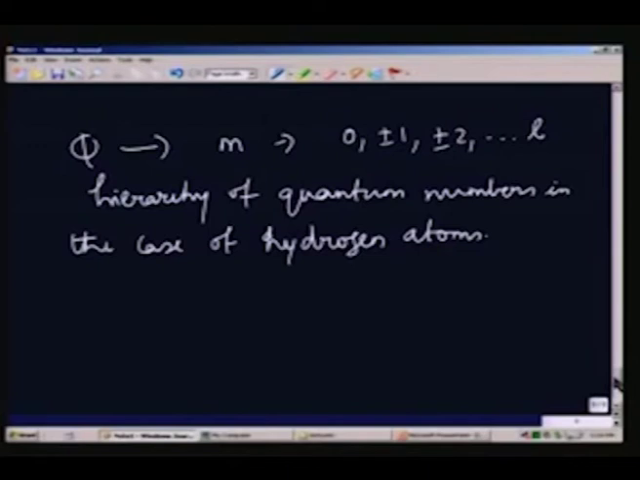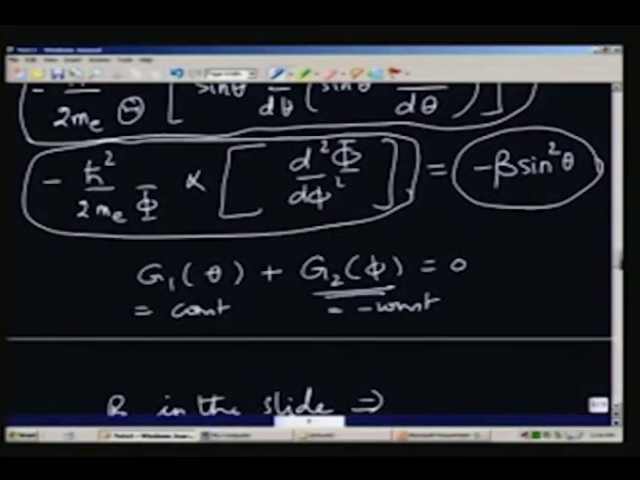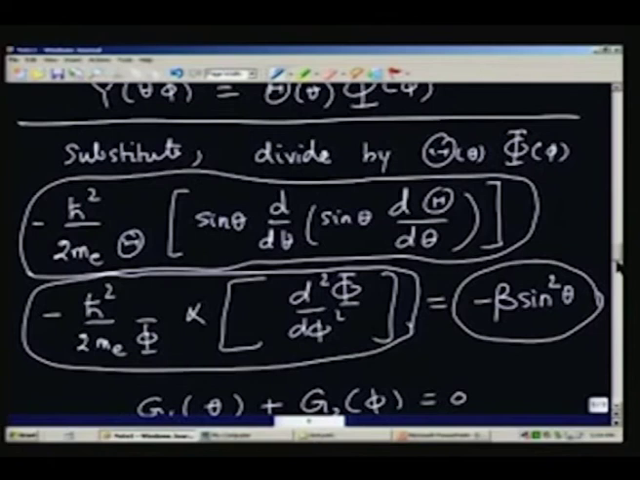Go back and look at the phi equation if you are doubtful. Okay, here is the phi part. Go back and look at the phi part here. You see the theta phi part contains the sine theta, beta sine square theta, all these things are the theta part, and then there is the phi part.